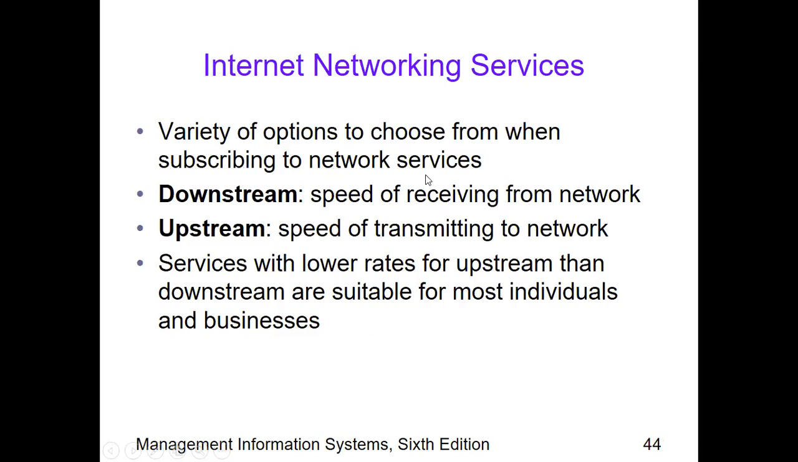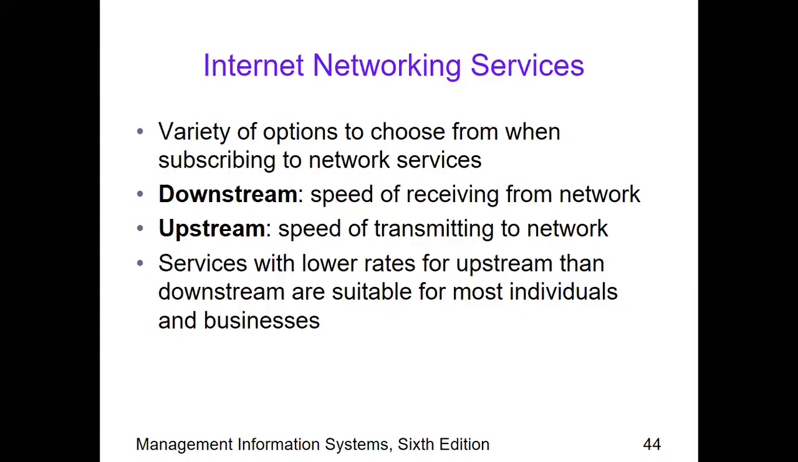There is a variety of options to choose from when subscribing to internet or network services. Downstream is the speed of receiving from the network. So the network to us, that's downstream. Upstream is the speed of transmitting to the network, from us to the network. Services with lower rates for upstream than downstream are suitable for most individuals and businesses. What could be the reason for that? Allow me to give you a time, like 30 seconds. You should pause this video and think about it.